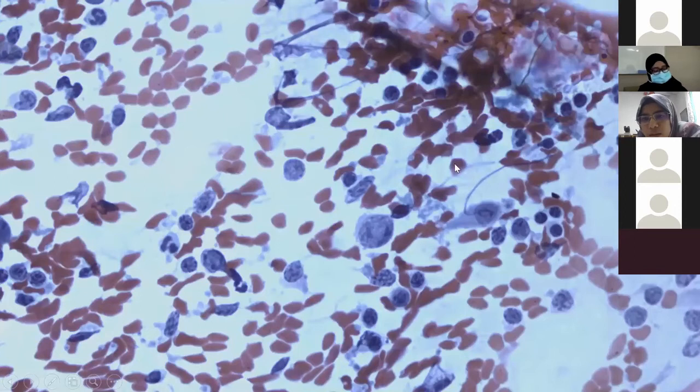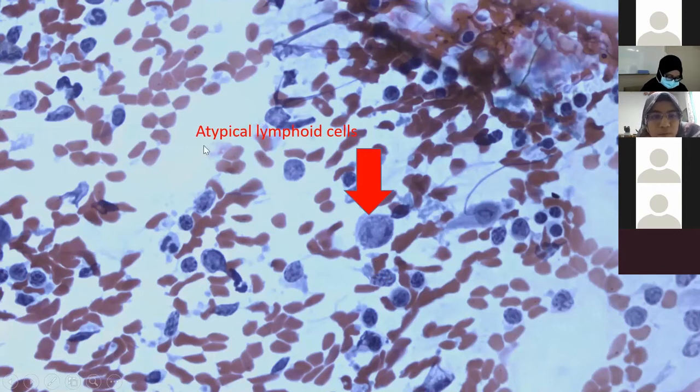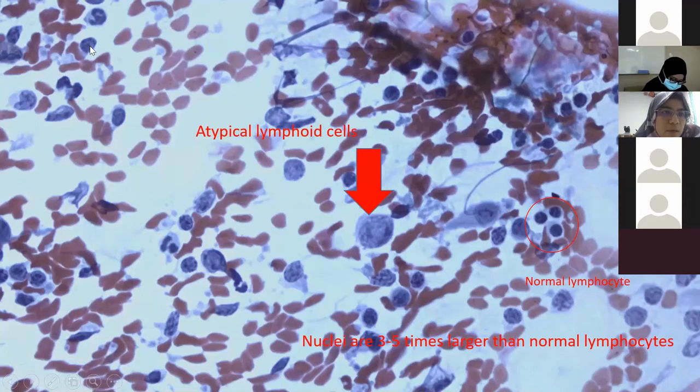This is under higher magnification, just to show you. These are atypical lymphoid cells, atypical cells likely to be lymphoid in origin because of the background of lymphoglandular bodies you can see. And here we compare with the normal size of the lymphocyte. It is almost 3 to 5 times the nuclear size of the normal lymphocyte. So it is large, but not predominantly large. It is more small to intermediate with occasional large cells, and some of the small cells have nucleoli.